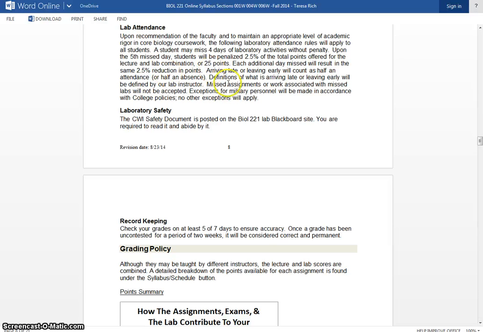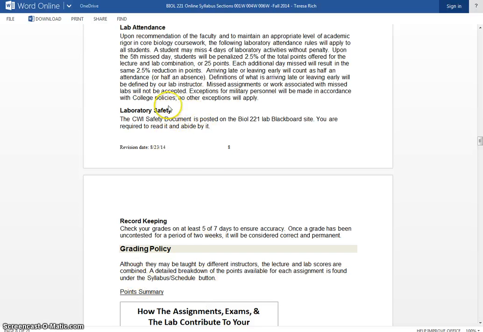It is department policy that you attend most of the labs. We allow you to miss 4 days of laboratory exercises without penalty. If you miss a fifth one, your combined points from lab and lecture will be dropped 2.5%. Because the total points for this course is 1,000 points, that's 25 points. So make sure you don't miss too many.